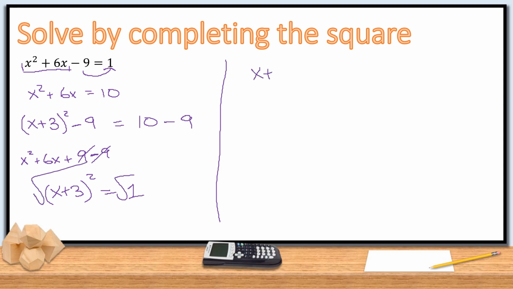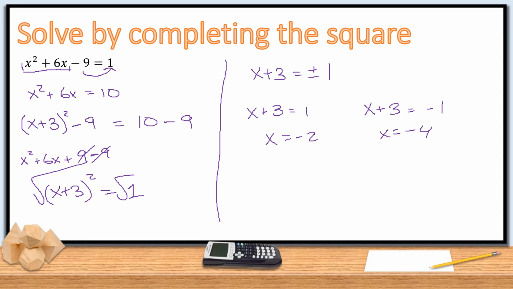So we get x plus 3 is equal to plus or minus. Square root of 1 is just 1. So x plus 3 is equal to positive 1. X plus 3 is equal to negative 1. Subtract 3 from both sides. X is negative 2. X is negative 4.